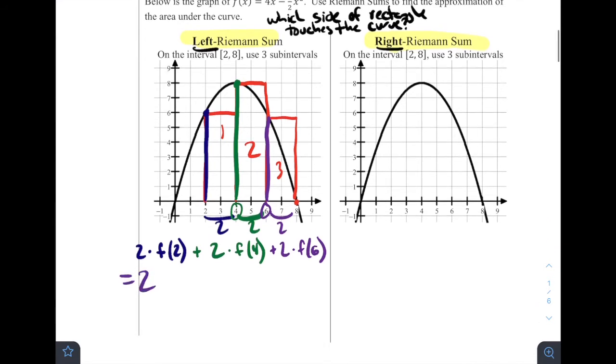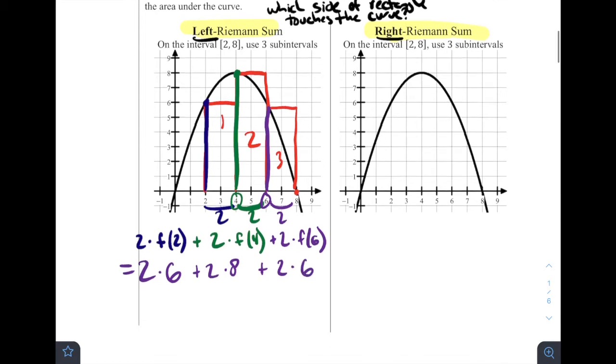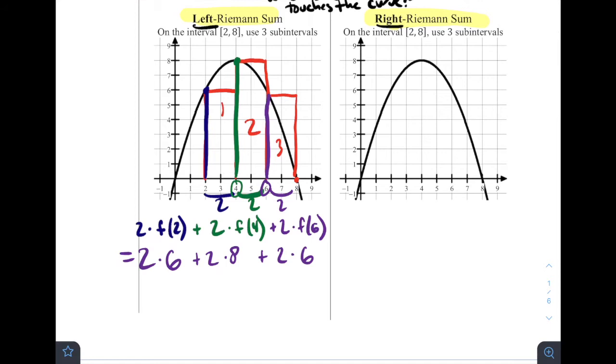this is in fact a height of 6 at x equals 2. It is a height of 8 when x is equal to 4, and, this picture is slightly off, but it is a height of 6 for the function at x equals 6. So that is going to give us 12 plus 16 plus another 12. This is going to be about 40 units squared if we're talking about the area under the curve.